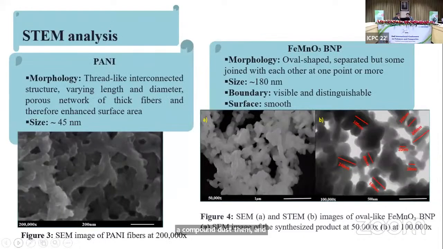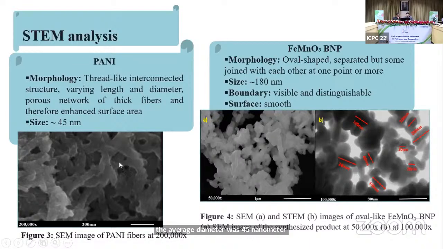The STEM analysis was performed to study the structure and morphology of the nanoparticles and the nanocomposite. Here in figure 3, we can see the polyaniline fibers that are long, elongated, thick fibers and form a very dense network, which have pores in it, which make them amorphous. The average diameter of these tubes was calculated to be 45 nanometer. They were of various lengths and diameters, but the average diameter was 45 nanometer.